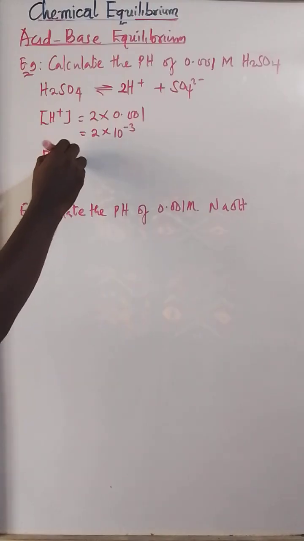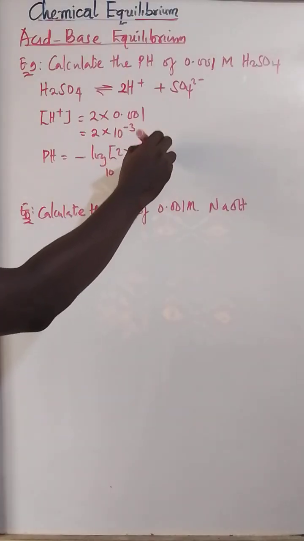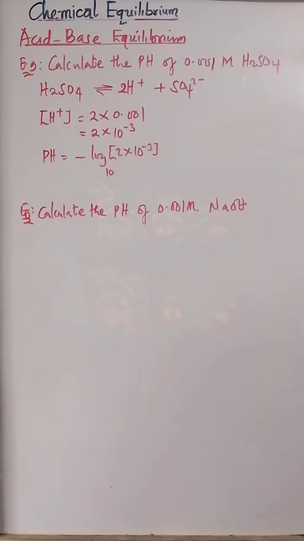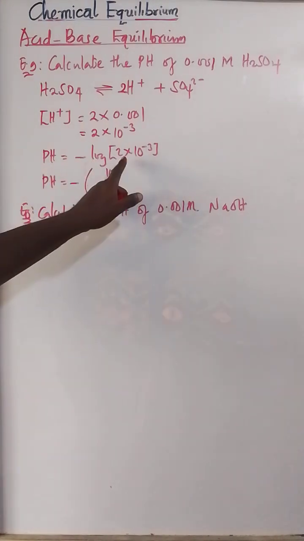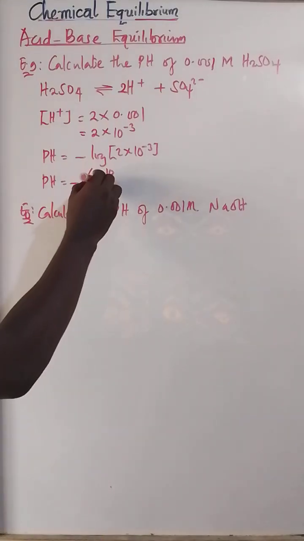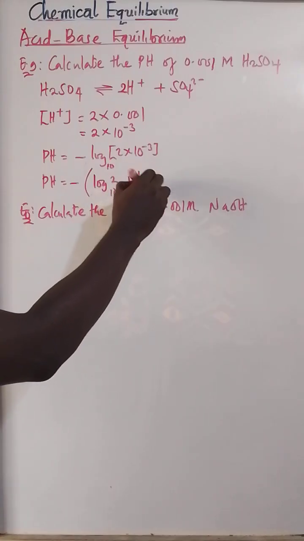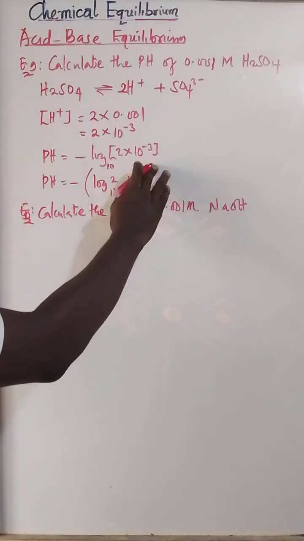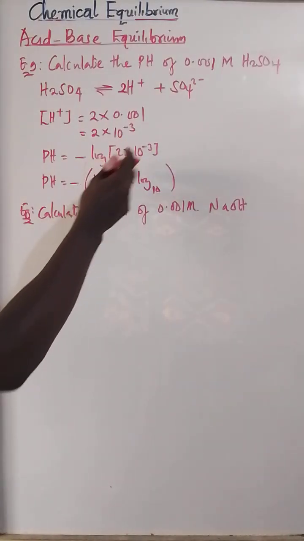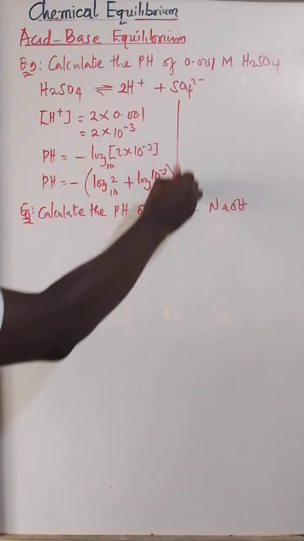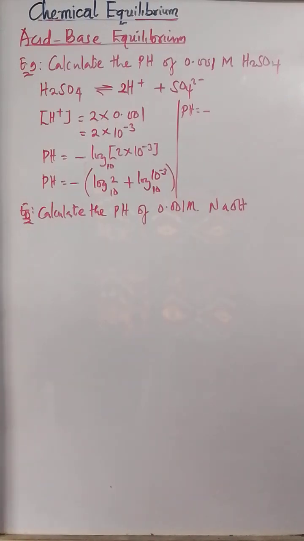So what's pH? pH is negative logarithm to base 10 of 2 times 10 raised to power minus 3. If you apply the law of logarithm, this minus you can take out. Then if you have log A times B, that's addition. So that will be log 2 base 10 plus log 10 power minus 3 base 10. So what next? The pH equals minus, what's log 2 base 10?